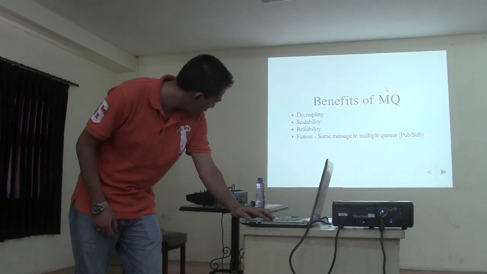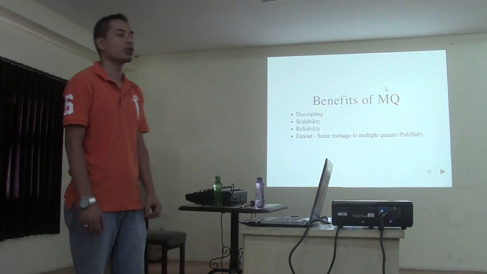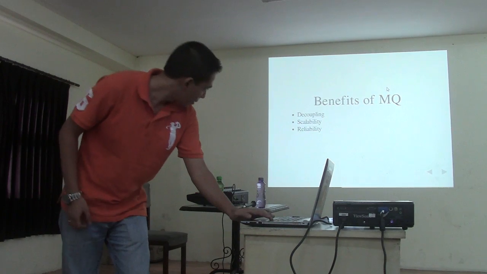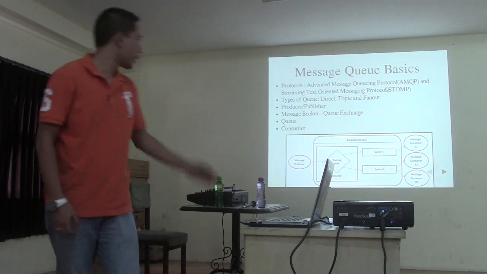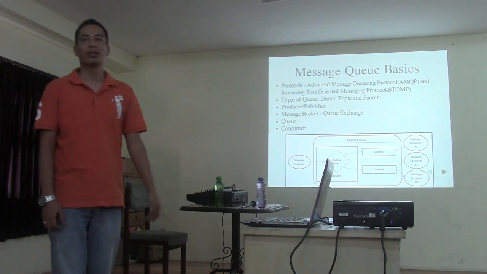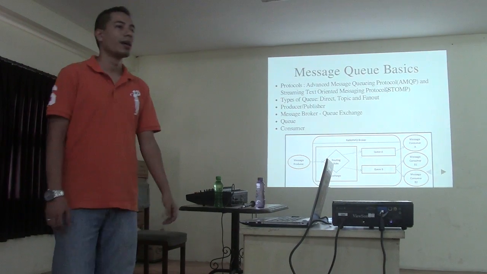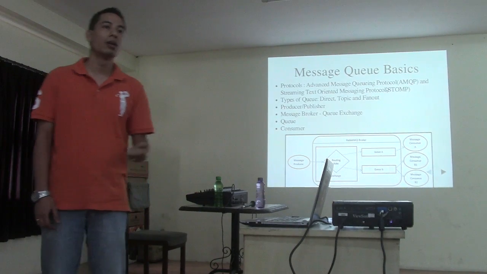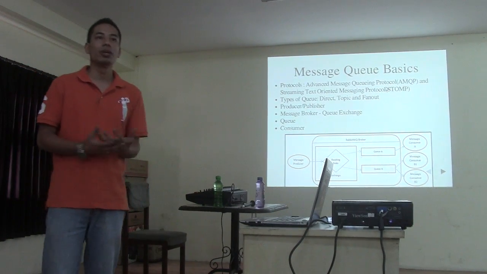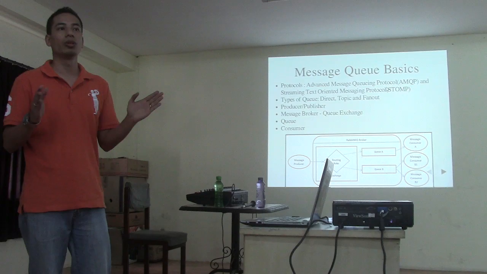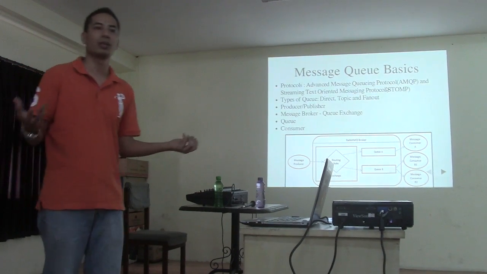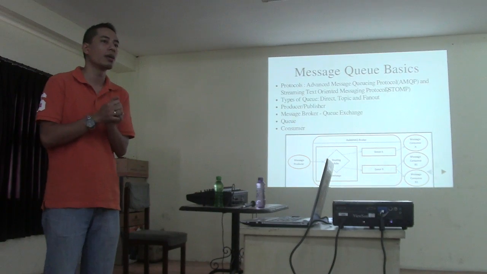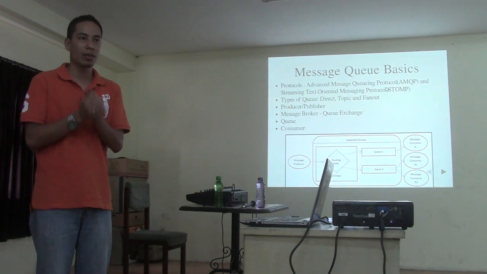So what are the benefits of using a message queue? The primary benefit is decoupling. Let's say your message producer is a system in Java, and your message consumer is another system in PHP. In that case, you want to decouple the code between a Java system and a PHP system and still make them work together, because they speak the same language in between, let's say JSON, which is a message.